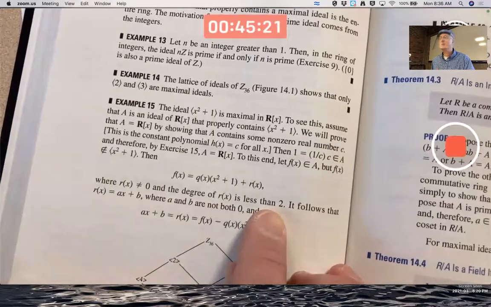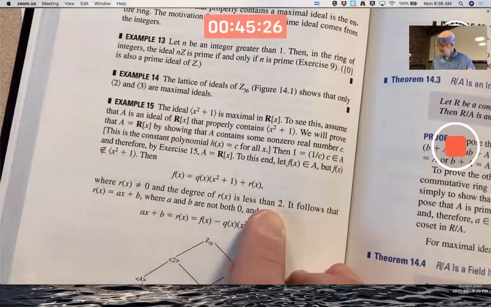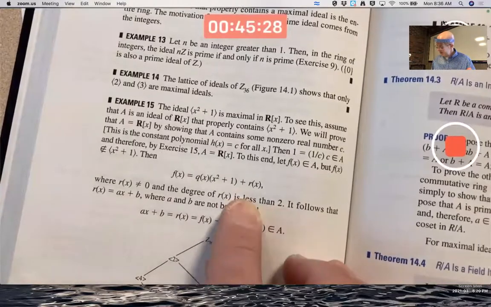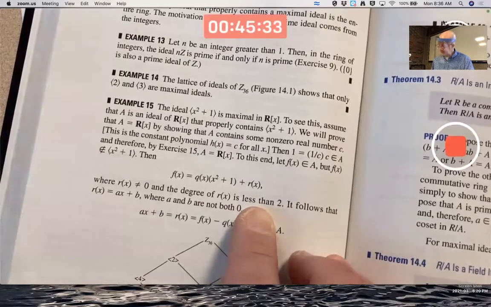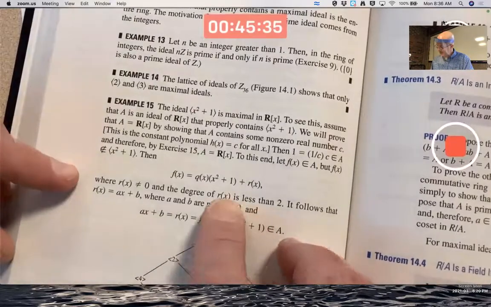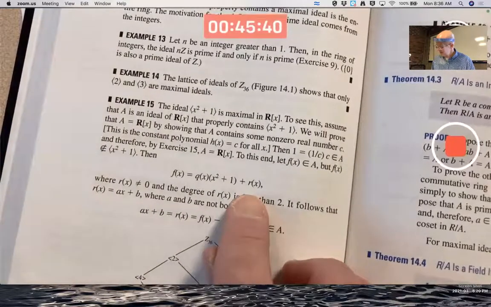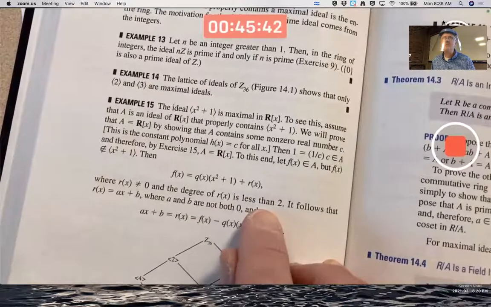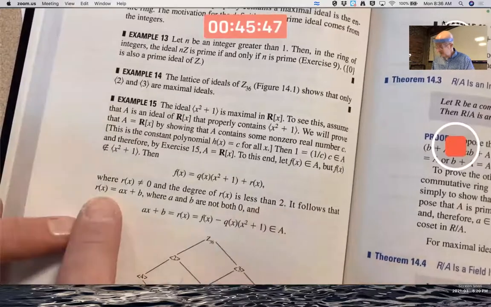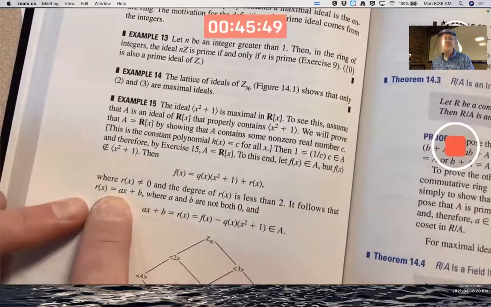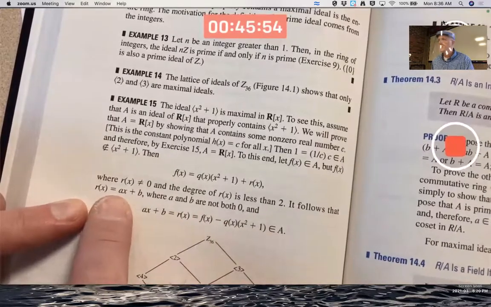Just like in the division algorithm for integers, the remainder is less than what you were dividing by. Here in the division algorithm for polynomials, the degree of r of x is less than the degree of what you're dividing by. X squared plus 1 has degree 2. So r of x, if it's non-zero, has degree less than 2. Degree 0, it's constant, or degree 1, it's linear. So r of x is of this form, where a and b can't both be 0, because then r of x would be the 0 polynomial.